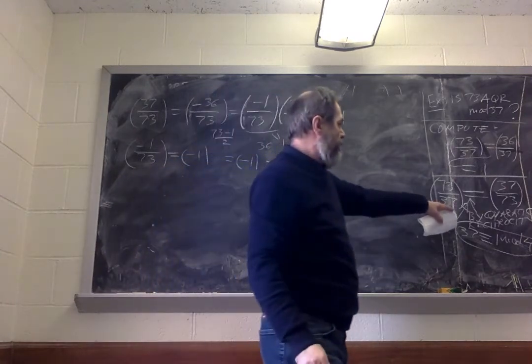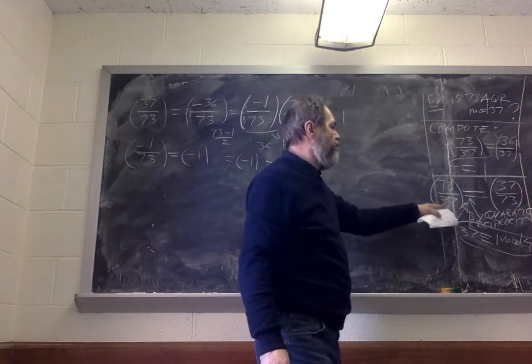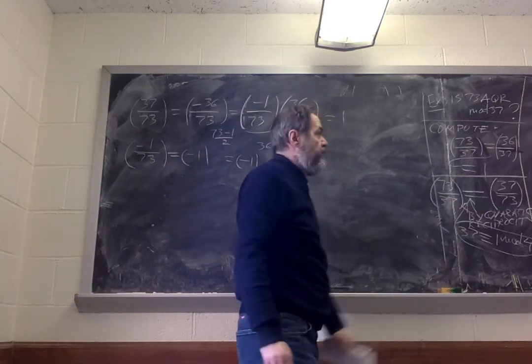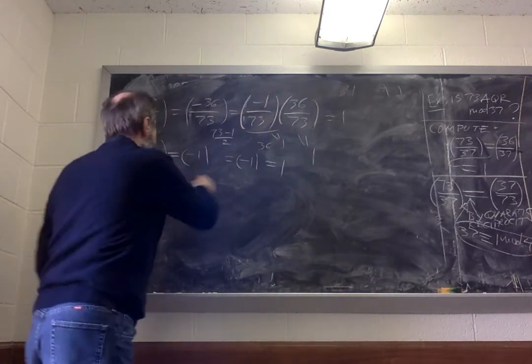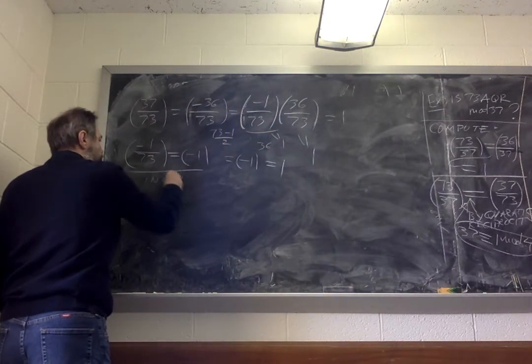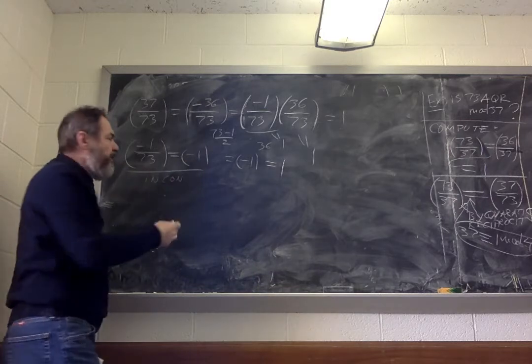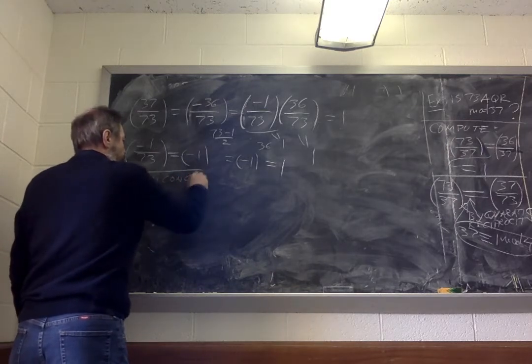And if we combine with what we had before, it gives us that 73 over 37, the initial number, when we computed, is 1. So in conclusion, we did it in two different ways.